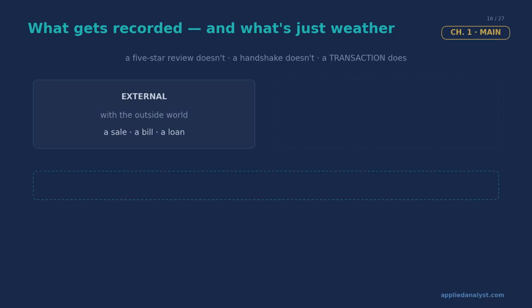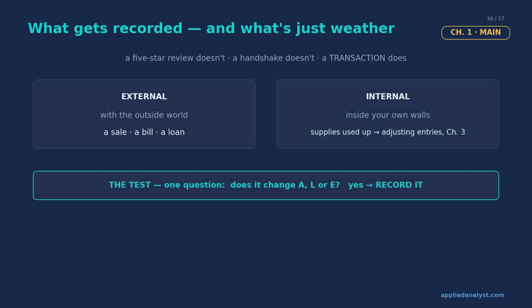Not everything that happens in your shop gets recorded. A great review doesn't. A handshake doesn't. A transaction does. Most are external, between the shop and the outside world. A sale, a bill, a loan. Some are internal, inside your own walls, like supplies quietly being used up. We'll catch those later with adjusting entries.